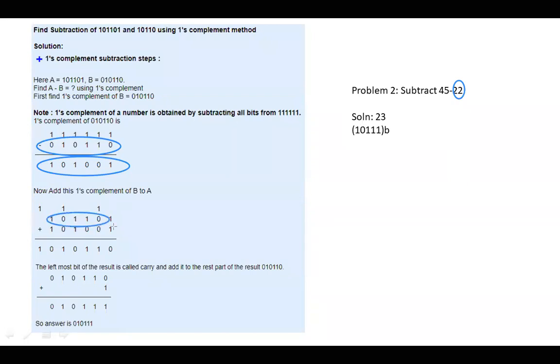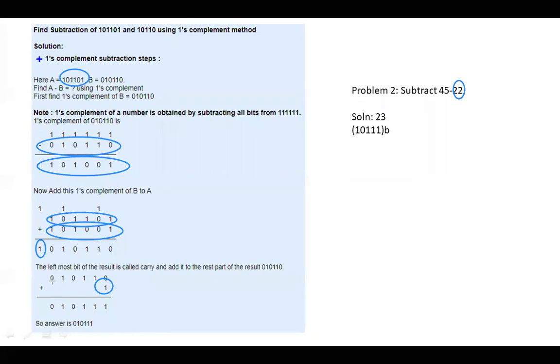So this is our number A, 101101, and this is our number B bar, the ones complement of the number. Add both. Now when I add both, you can see that I'm getting a carry over here. Now what should we do? This carry should be added to the result. If the carry is generated from the leftmost bit, it is added to the result.